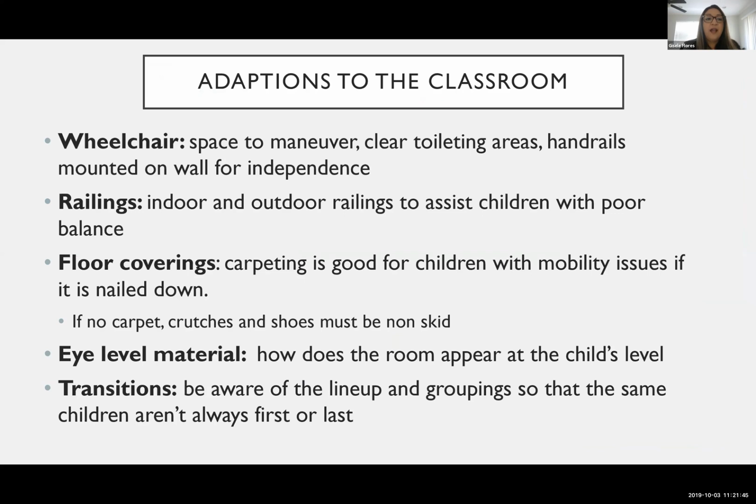All right. So here are some more adaptations to the classroom. We talked about the wheelchair and the space to maneuver. We want clear toileting areas and handrails mounted on the wall for independence. I've seen handrails mounted outside as well using PVC pipe. So these don't have to be expensive equipment and materials. These can be things you buy pretty cheaply. Railings indoors and outdoors assist children with poor balance.